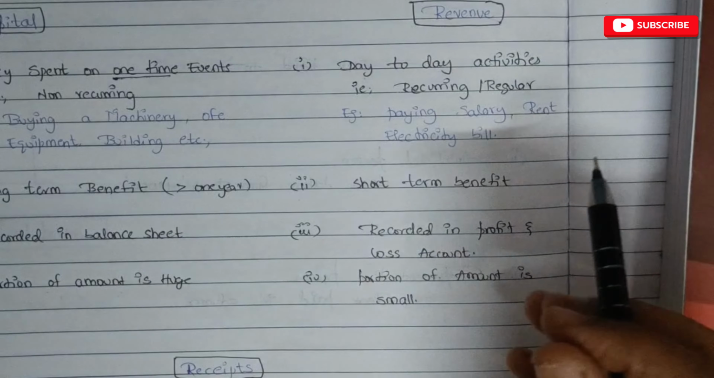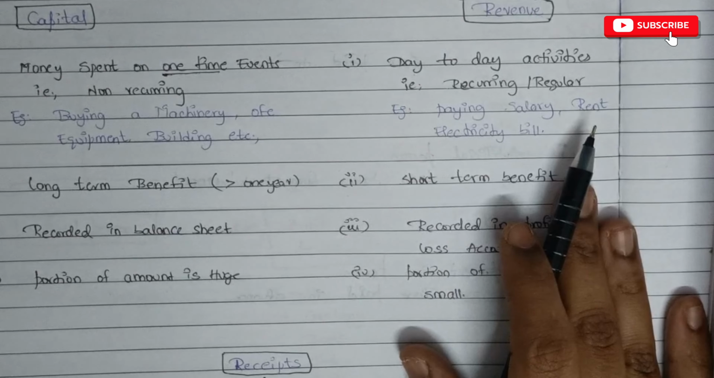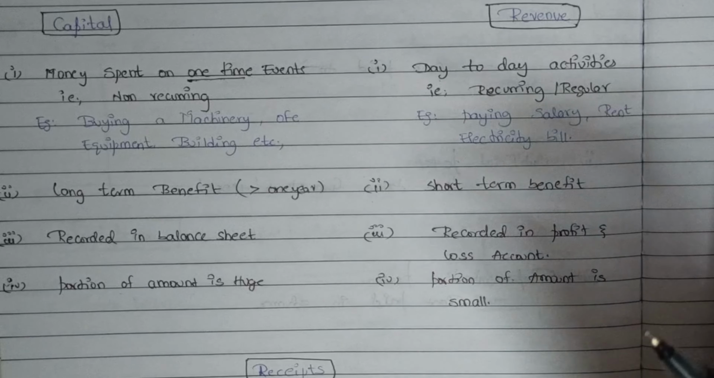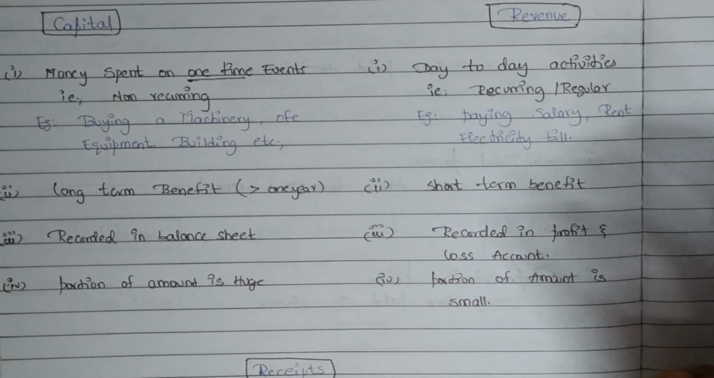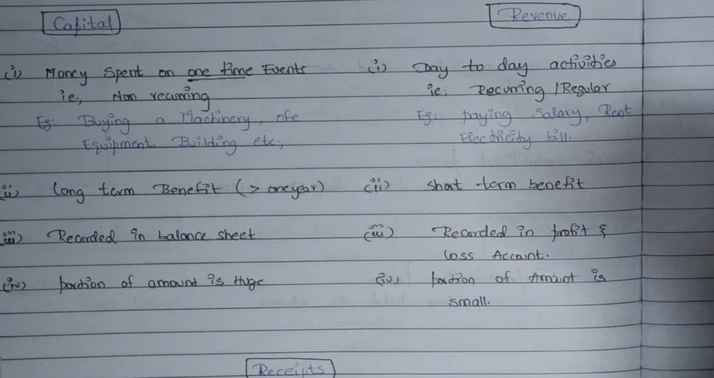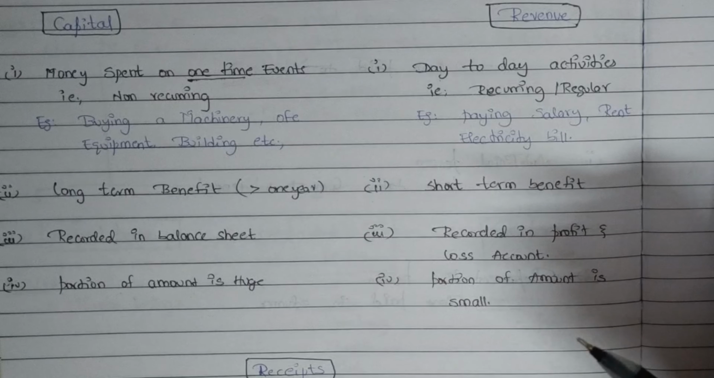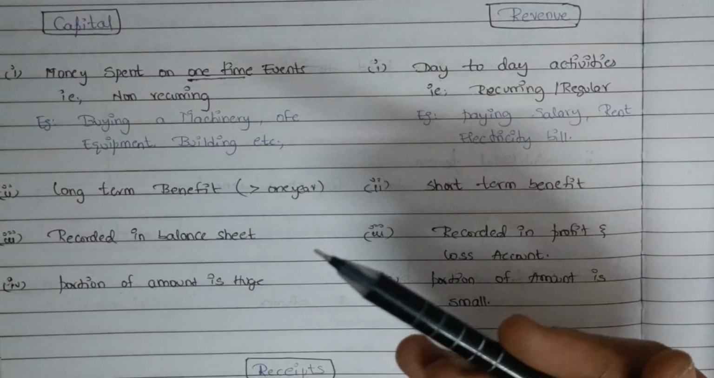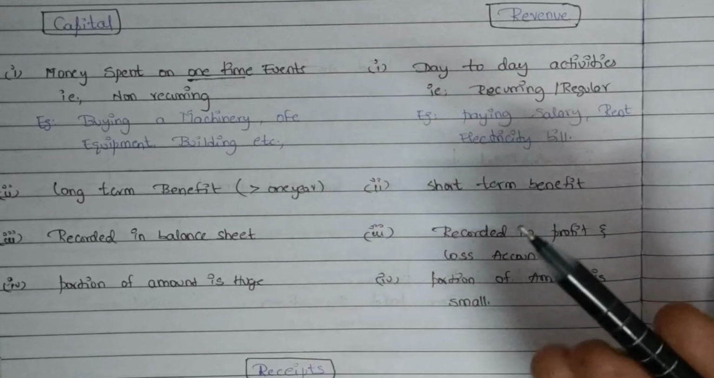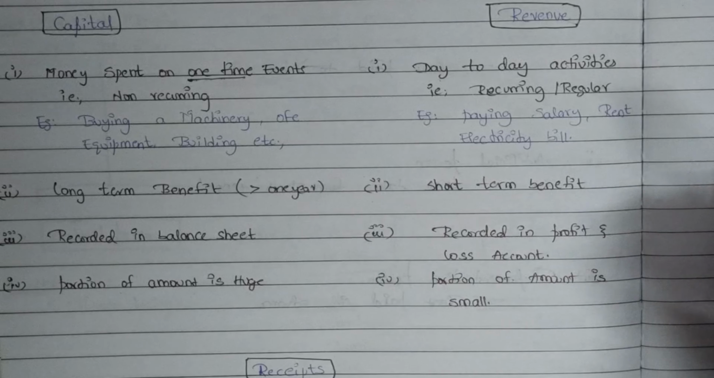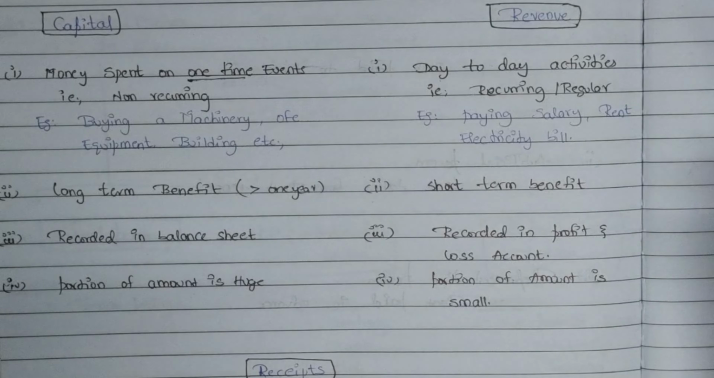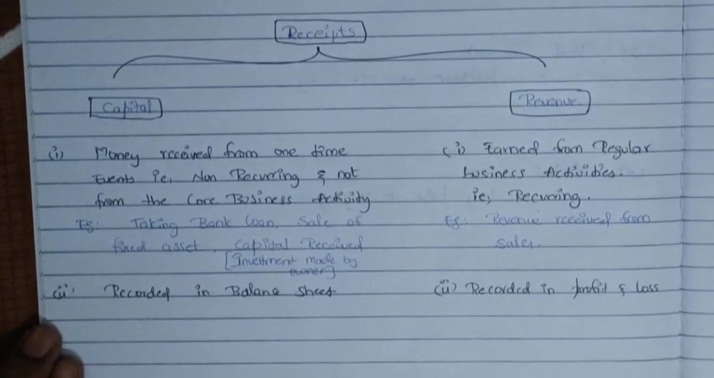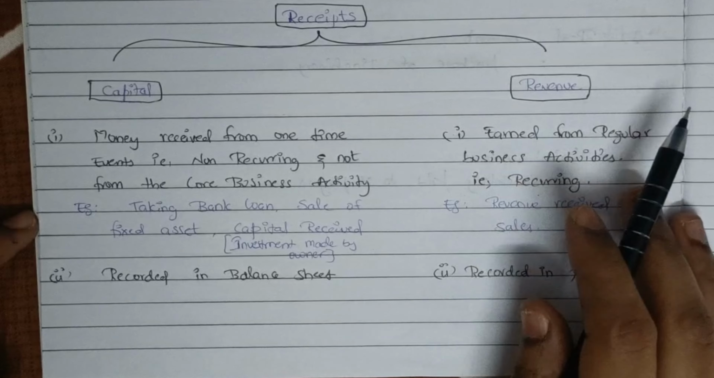So, to sum up, capital expenditure is the expense spent to grow our business in the long term, and revenue expenses are spent to run our business on a day-to-day basis. I repeat, capital expenditure is spent to grow our business in the long term, and revenue expenses are spent to run the business. Okay, let's come to the next part, which is receipts.